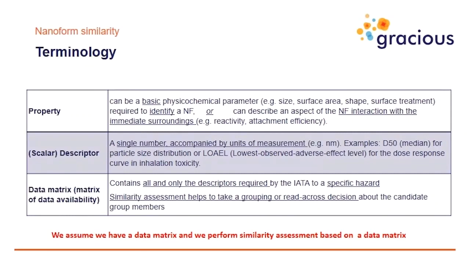A data matrix is a matrix containing all and only the descriptors required by the IATA for a specific hazard. The role of the similarity assessment is to help take a grouping or read-across decision about the candidate group members. The main message to convey here is that we assume we have compiled a data matrix and we perform a similarity assessment based on this data matrix.